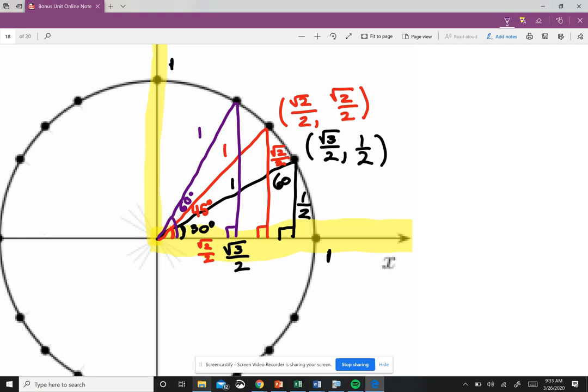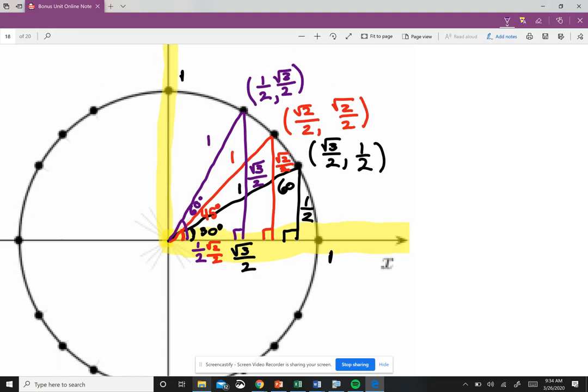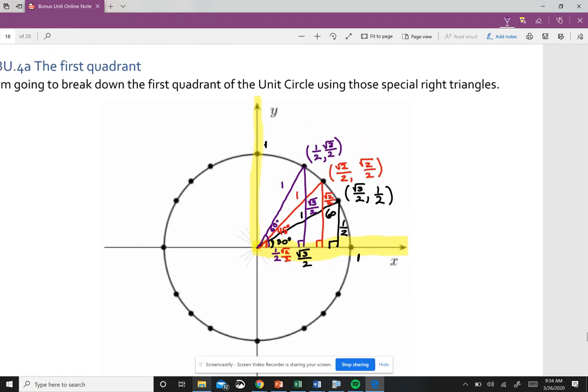Okay, so now if that's 60, that makes this now 1/2. Makes this height now square root 3 over 2. So that means that this point, the y value is square root 3 over 2 because that's the height, right? And then the x value is going to be 1/2. Interesting. Okay. Do you have any questions there?